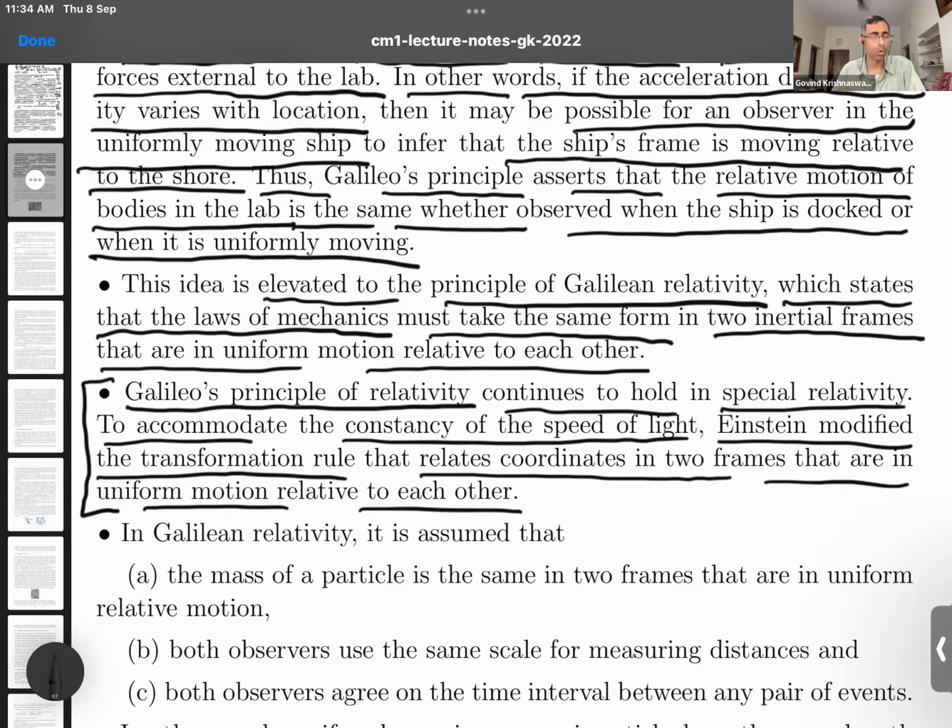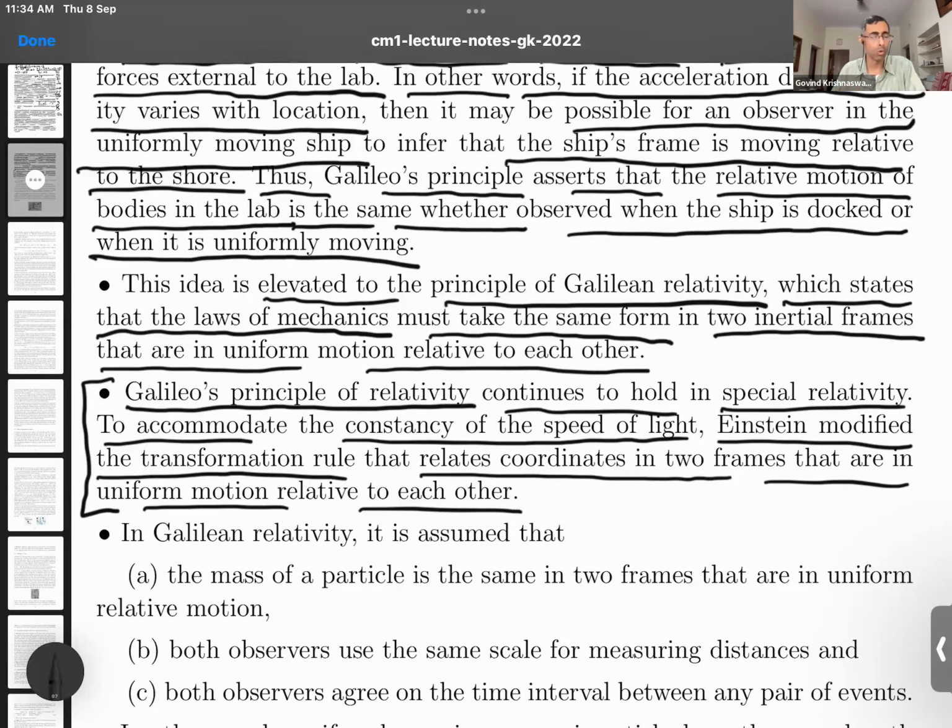Okay. Now, a couple of warnings or remarks. In Galilean relativity, it is assumed that the mass of a particle is the same in two frames that are in uniform relative motion. Okay, the mass of a particle is the same in two frames that are in uniform relative motion.